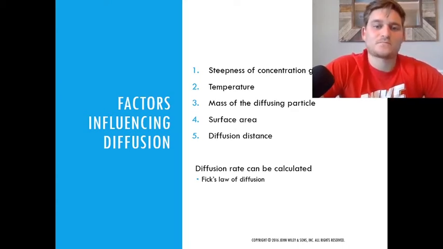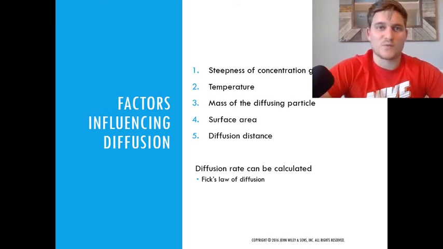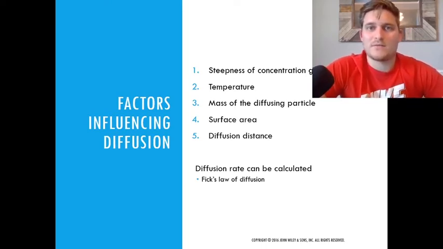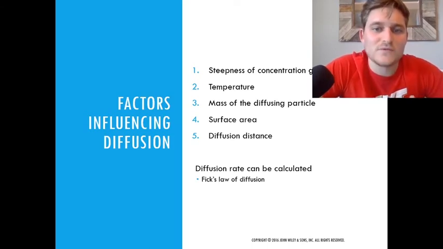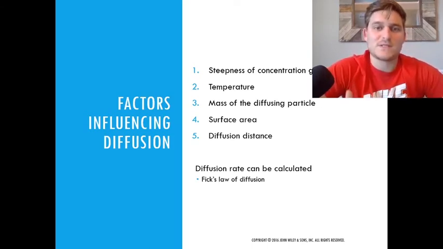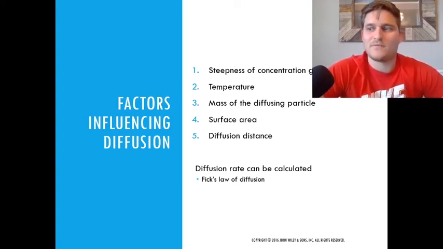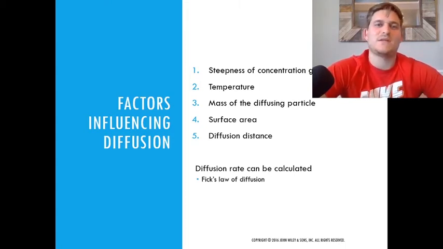Surface area is also going to matter as well. The more solvent you have, the more likely particles can diffuse. And then also diffusion distance, or the barrier. So if we think about our plasma membrane, the skinnier, the less thick the barrier is going to be, the easier it's going to be for ions and particles to move.